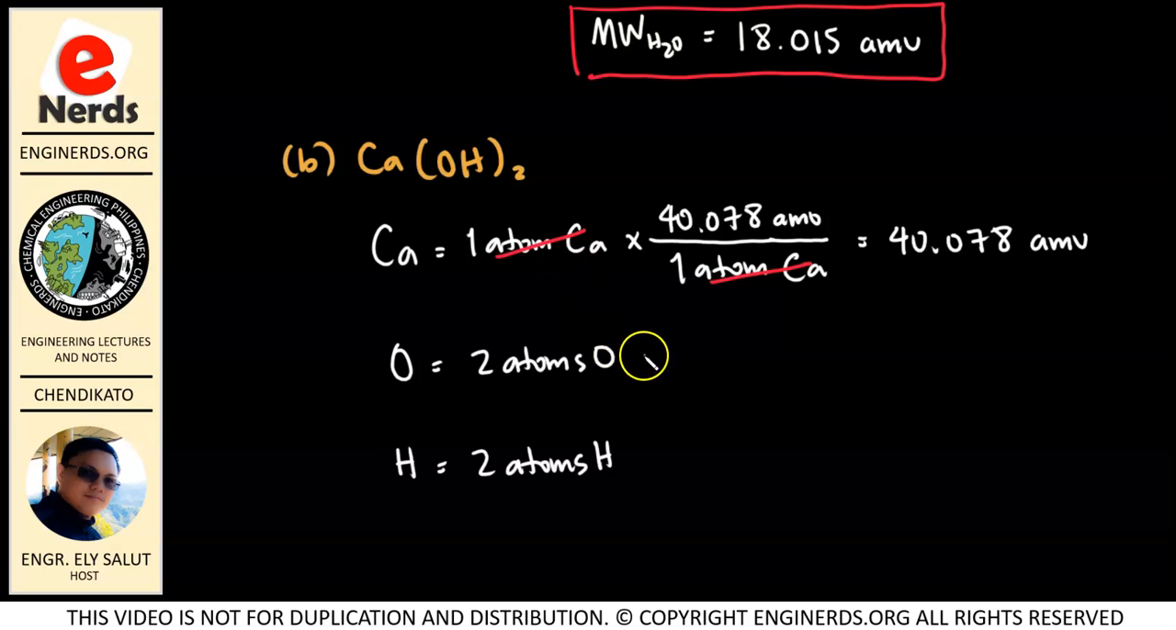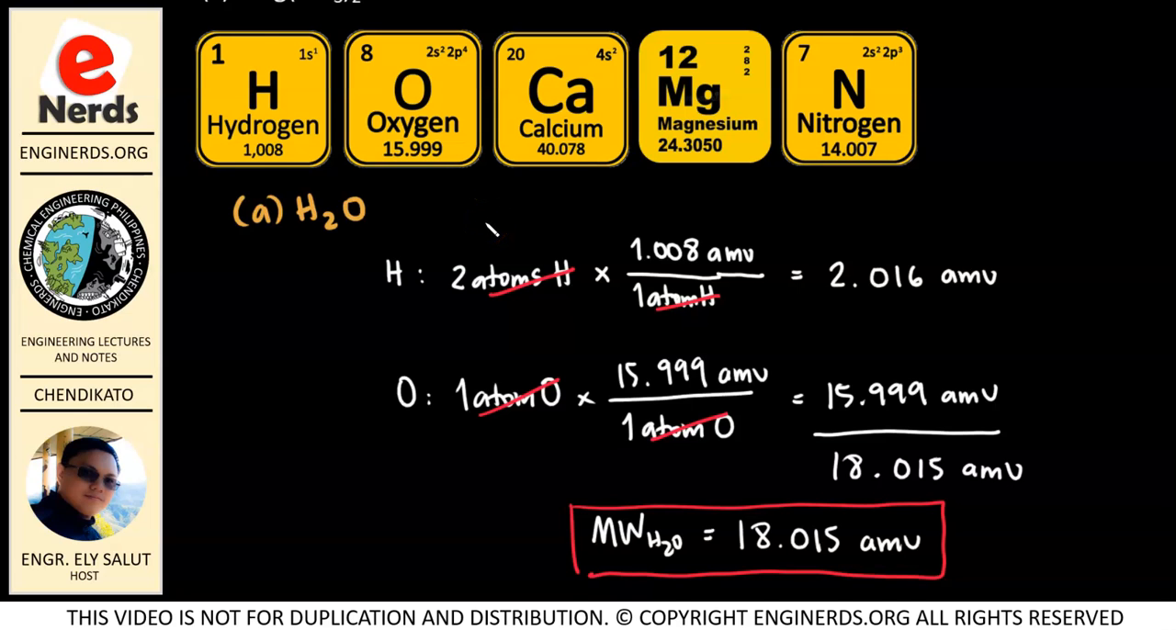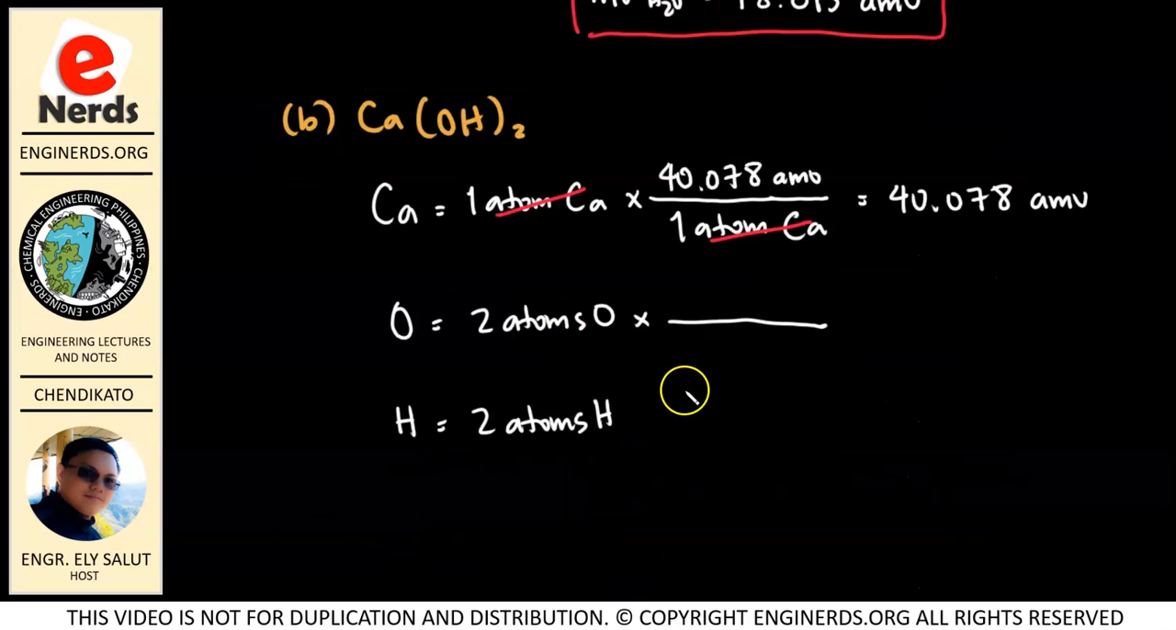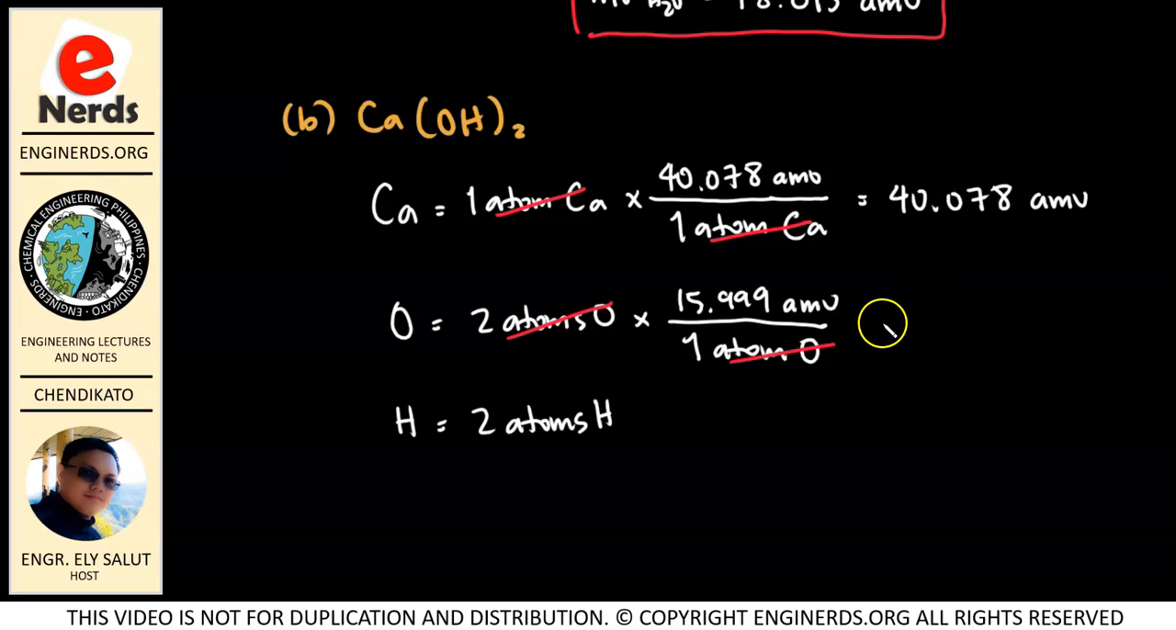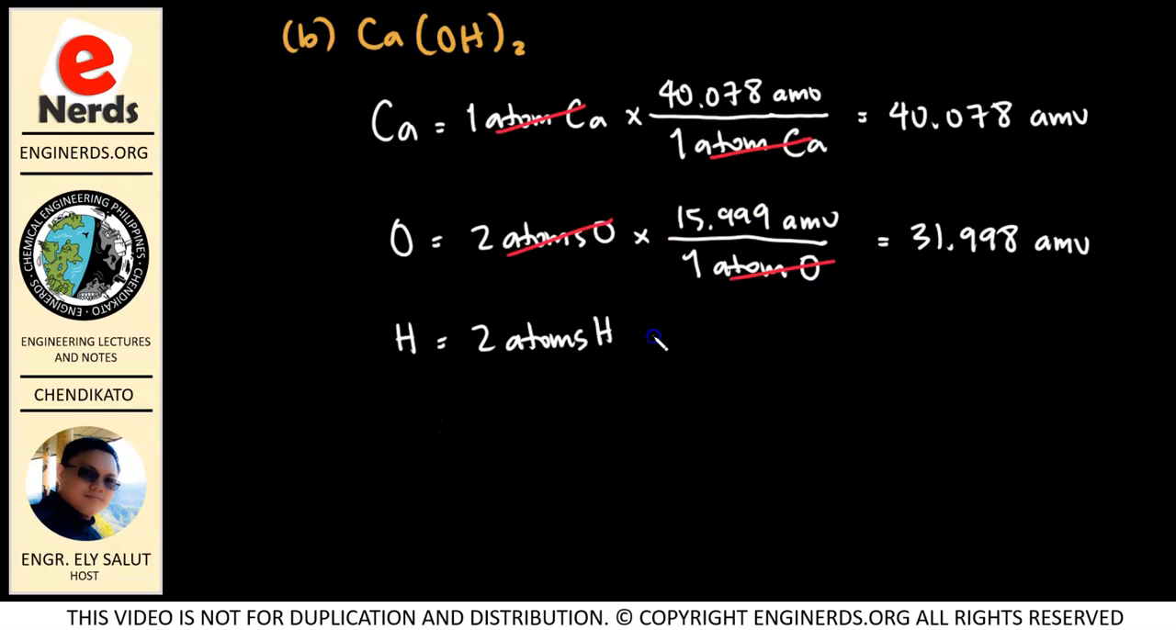For oxygen, okay? So, yung ating atomic mass unit for atomic weight, for our oxygen, we have 15.999. So, 15.999 atomic mass unit for every 1 atom of oxygen. Again, yung unit natin as atom of oxygen will be cancelled out. So, ang magiging answer natin dito will be 15.999 times 2, which is 31.998 atomic mass unit.